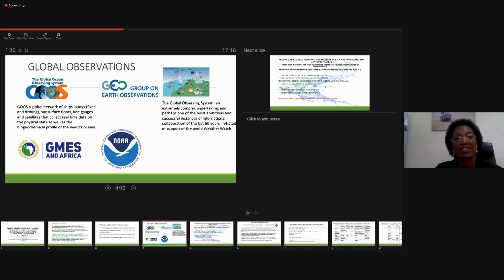Coastal observations that Nigeria has been part of over the years include GEOS, which is a global network of ships. We had the tide gauge installed at our jetty, and over the years we had a lot of data. We also collaborated with NOAA in terms of ship opportunity. We are part of the Global Observing System, and also now we are involved in the GMES and Africa project, which is an African Union and European Union initiative.